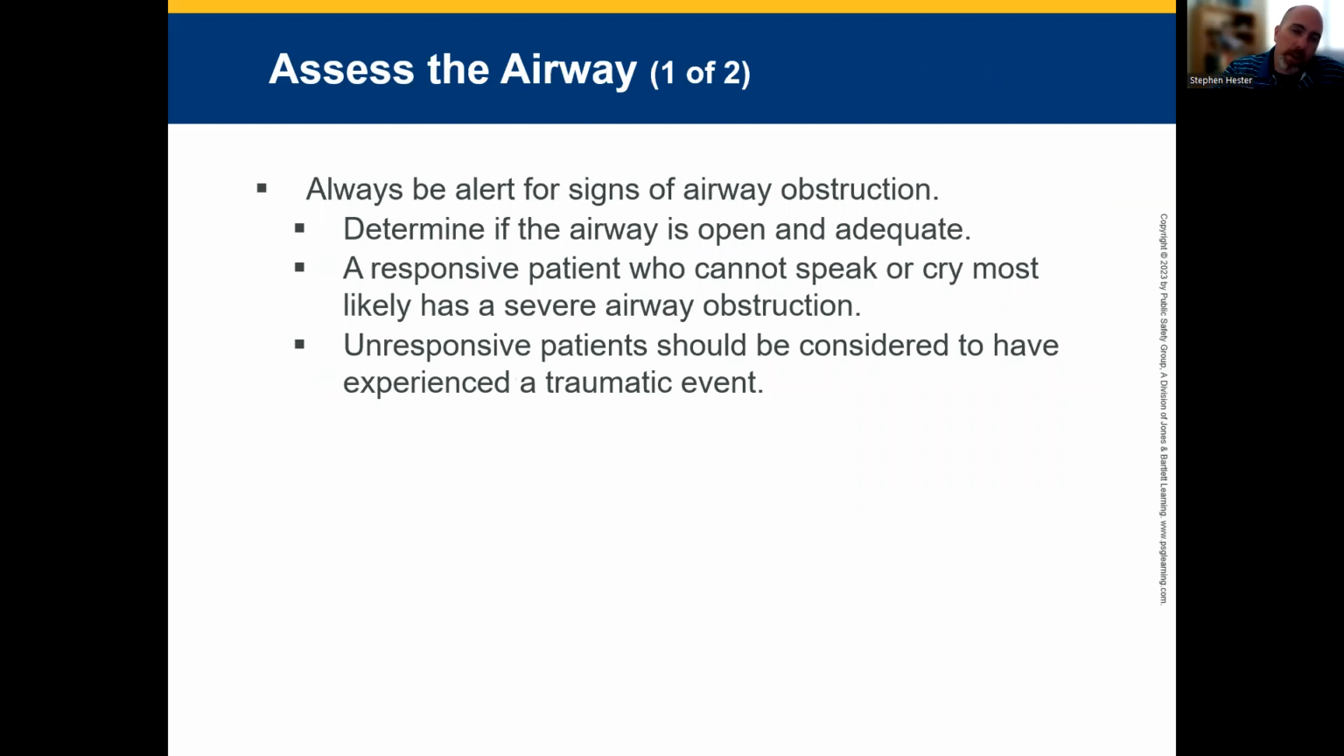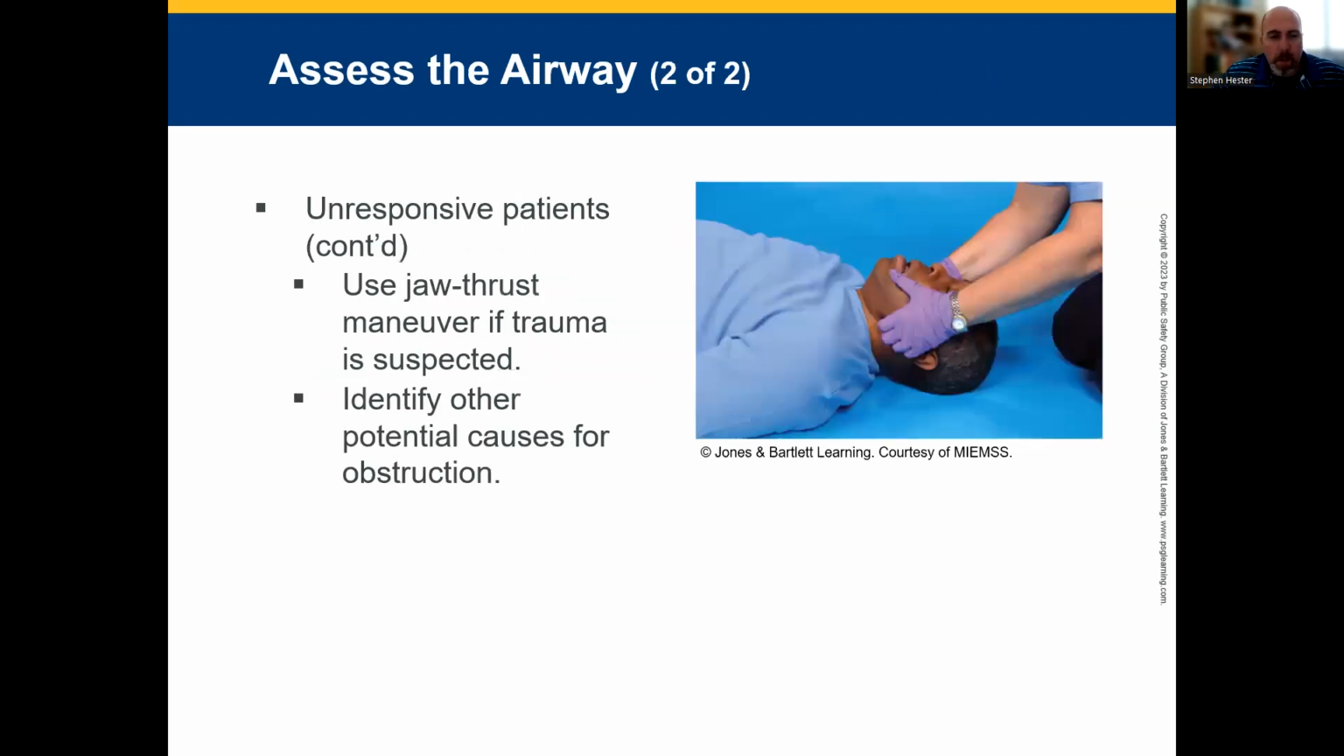All right, look at your airway. Is it open? Is it adequate? Do we need to intubate? Do we have a foreign body obstruction that we can go and get out? All right, jaw thrust maneuver in your trauma patients. Others, you could probably use your head tilt chin lift, but it's just enough to open up the airway so that you can identify any possible causes of obstruction.